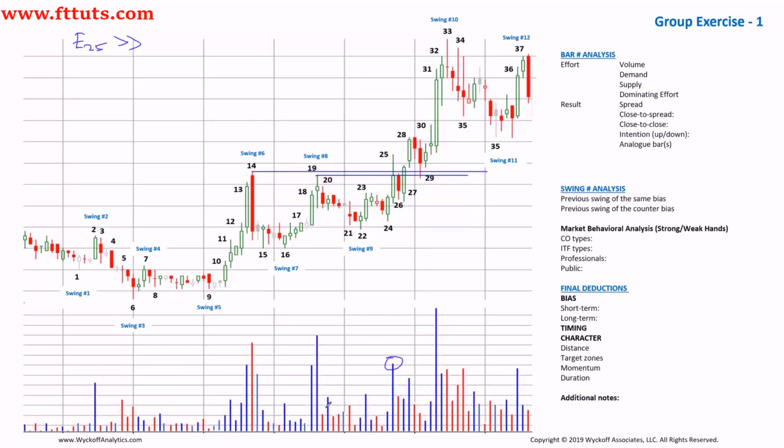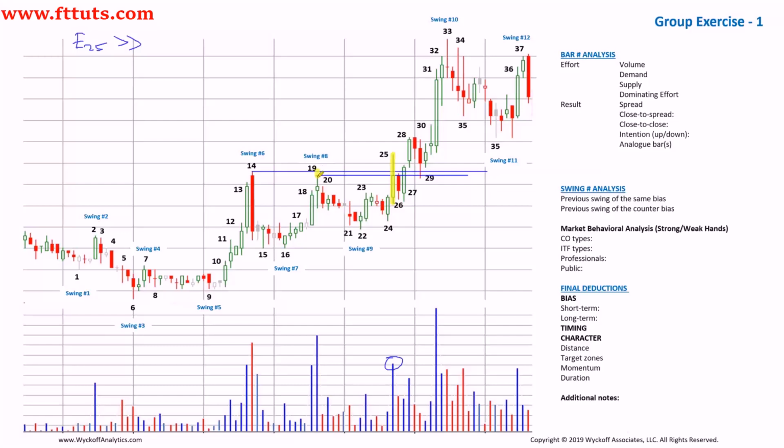And by the way, the next question, and I want you to think about this as we're talking about something else. Bar number 24 suggested not only that we're going to test the resistance, but we might actually overcome it. So the question is why? So think about that for a second. But meanwhile, let's compare the effort of bar number 24 to the analog efforts of the bars that were in the same position. So what would be the analog bar for bar number 25?